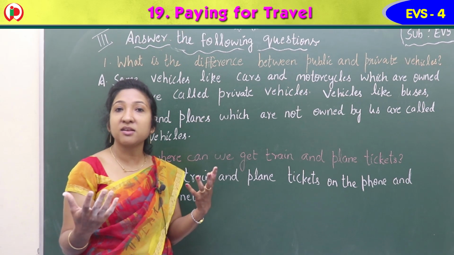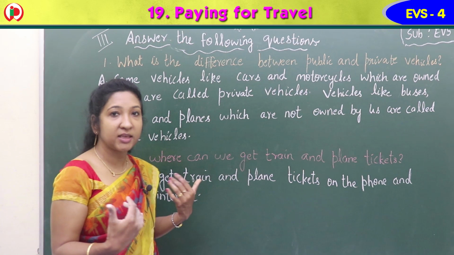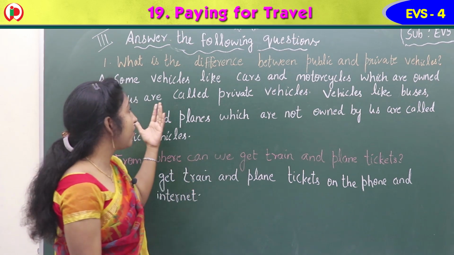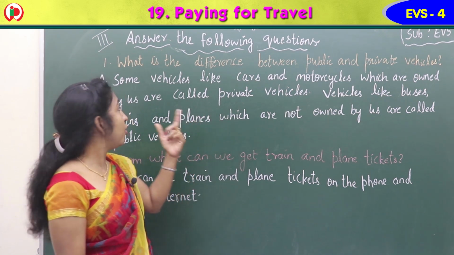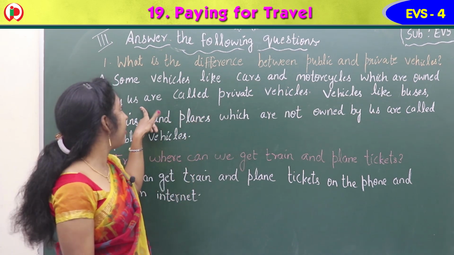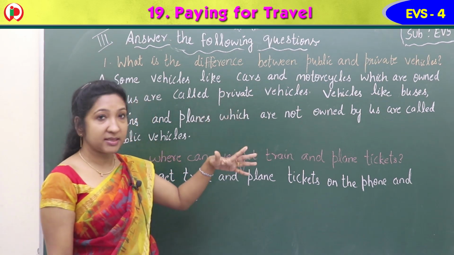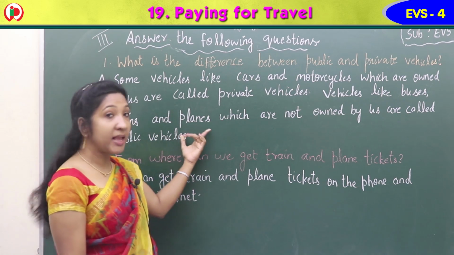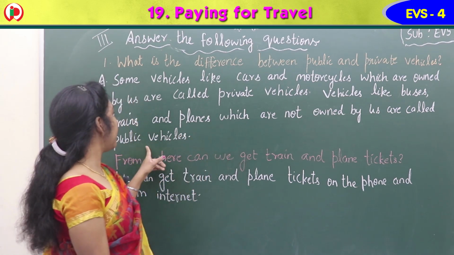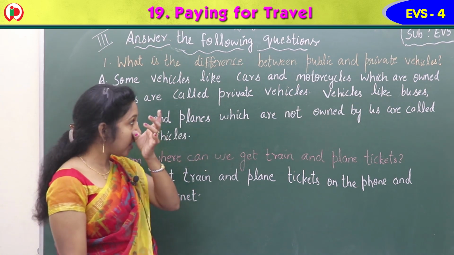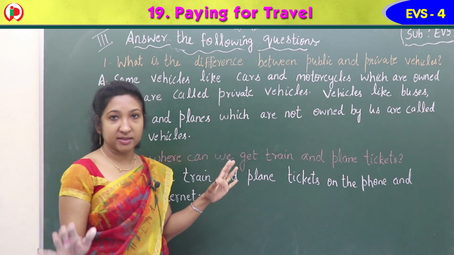Private vehicles are vehicles which are owned by us. We purchase them for our own purpose, isn't it? Yes. So answer: some vehicles like cars and motorcycles which are owned by us are called private vehicles. Full stop. Vehicles like buses, trains and planes which are not owned by us are called public vehicles. So private vehicles are owned by us and public vehicles are not owned by us.